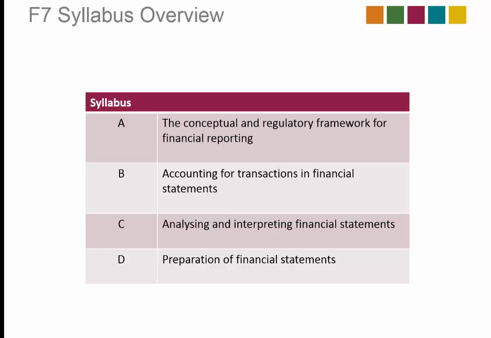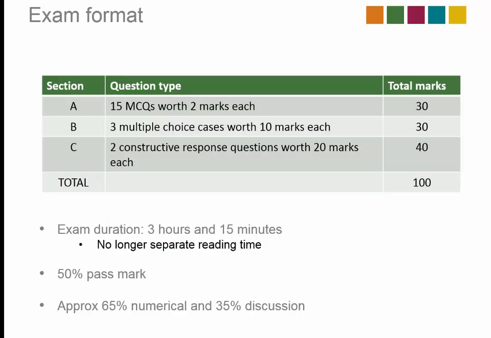And that takes us on to the last area of the syllabus. So Syllabus Area D covers the preparation of financial statements. This accounts for 30% of the F7 syllabus, and again is a key area that's likely to appear in the exam. What we'll look at under Syllabus Area D is the preparation of both a single company and group or consolidated financial statements.